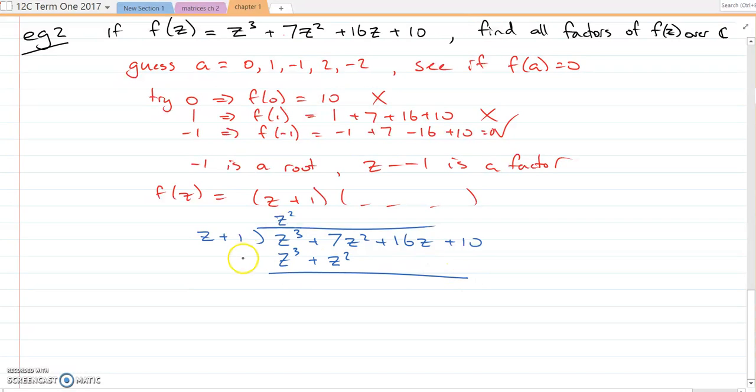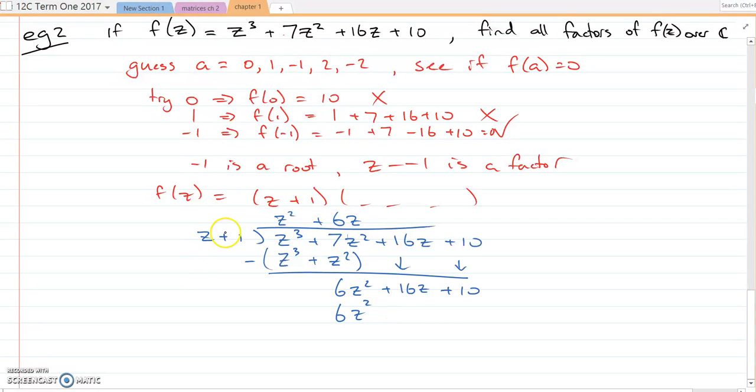Put a line, this is just like we do in numerical long division, and I'm going to minus whatever I got there. The z cubes cancel. I've got 7z squared minus 1z squared, so I'm left with 6z squared. Bring everything else down: 16z plus 10. How many z's go into 6z squared? This many z's go into 6z squared. Now, below that, times it out. Times the z by the 6z.